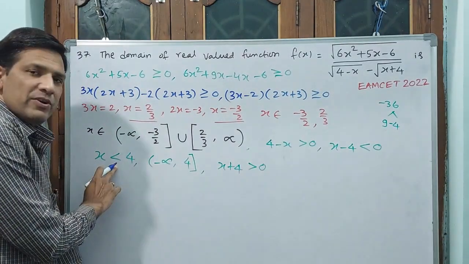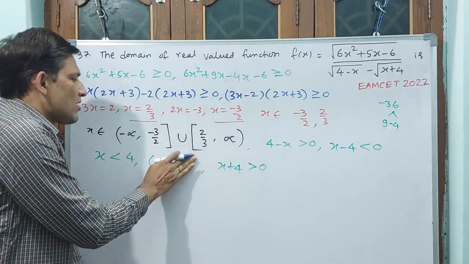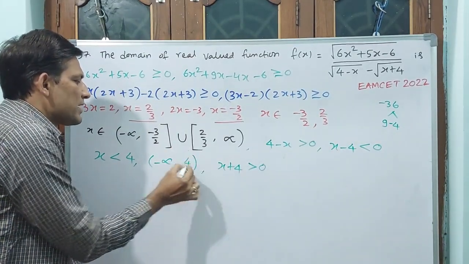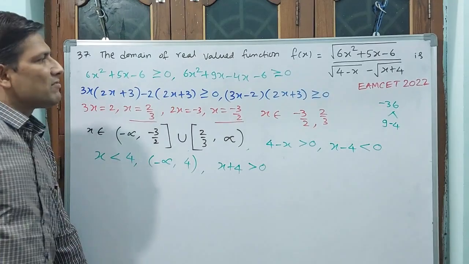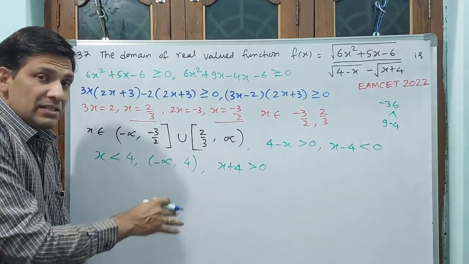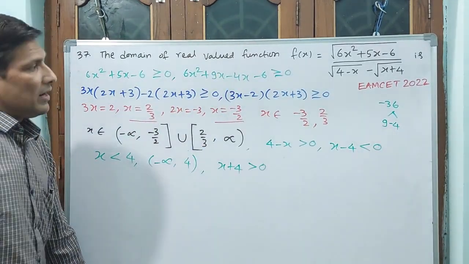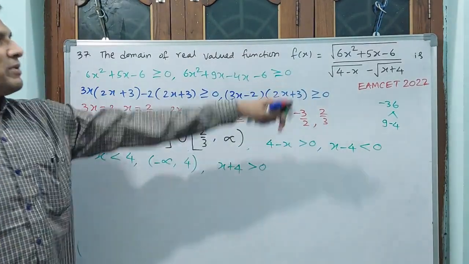Should be greater. See here, when you write this, I think it is not correct to write a closed interval. We will write an open interval only. Afterwards, we will see what is to be done, and the final result also we will verify. Okay? X plus 4 should be greater than 0.